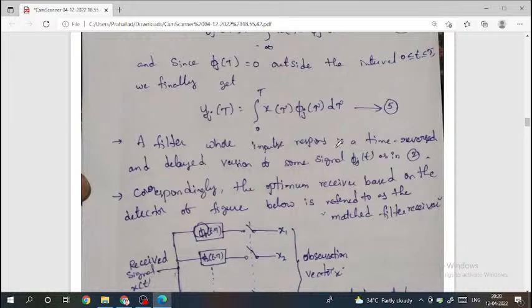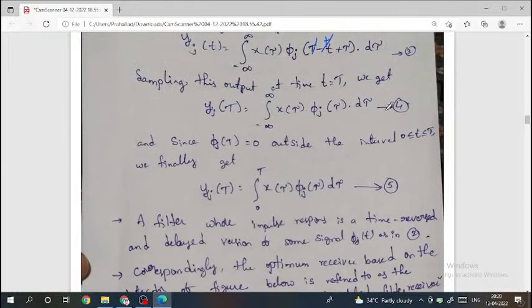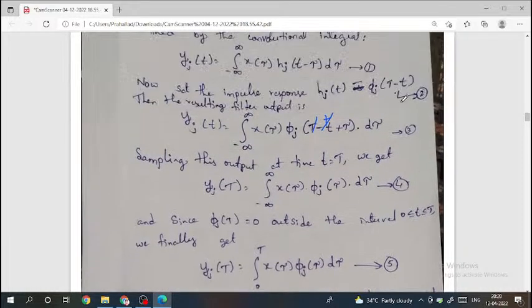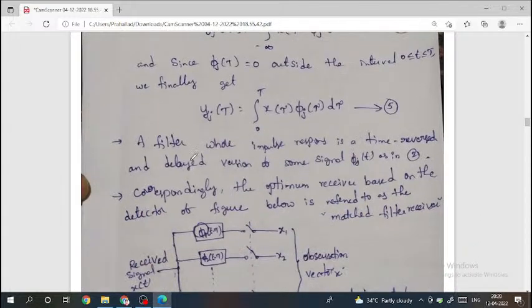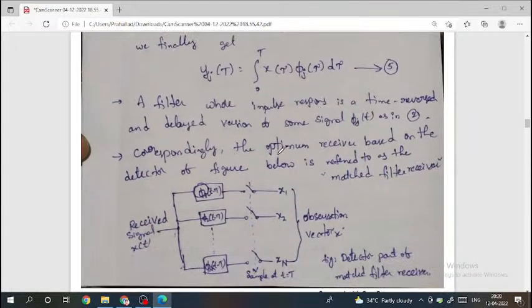A filter whose impulse response is a time-reversed and delayed version of some signal φ_j(t), as in expression number 2. This is expression number 2, ma'am. So from that we are mentioning this note. Next, correspondingly, the optimum receiver based on the detector of the figure shown below is referred to as the matched filter receiver.